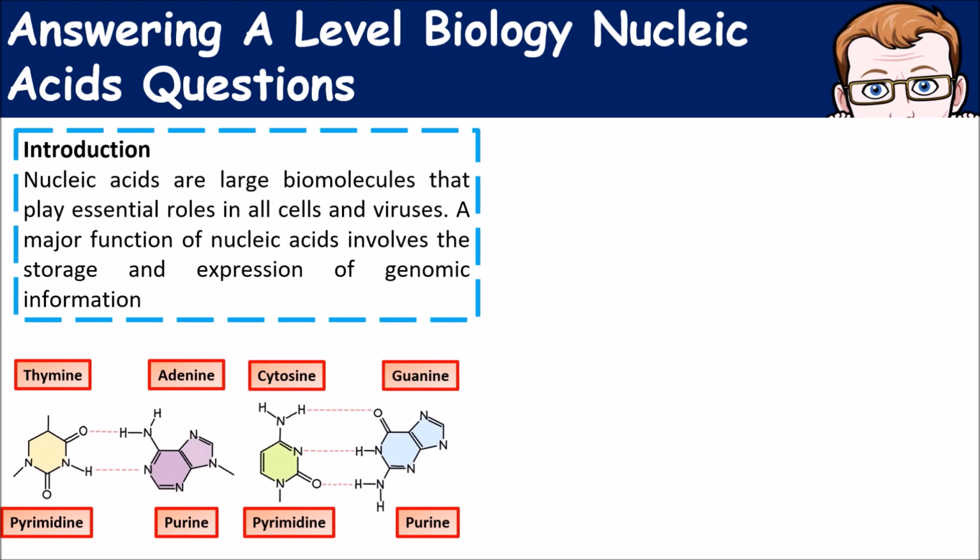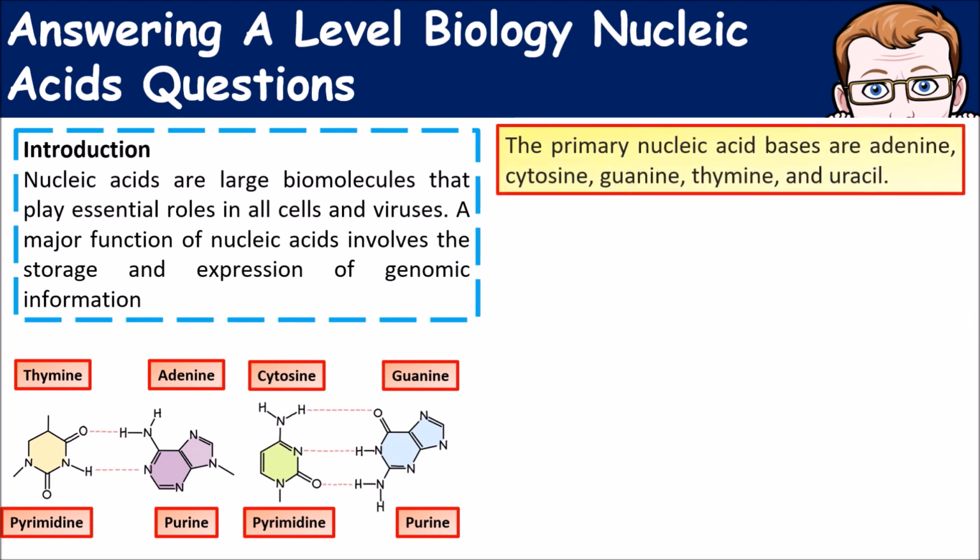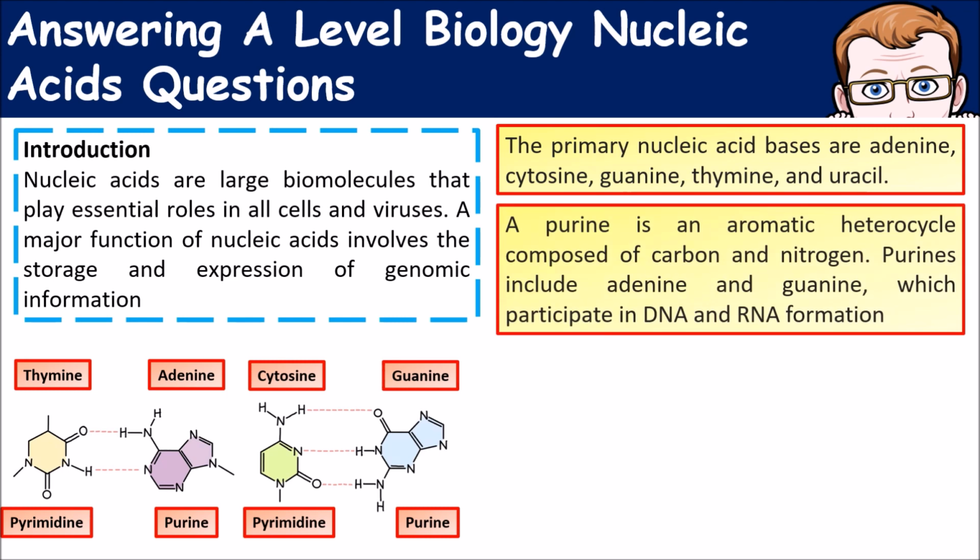If we look at the individual bases themselves that make nucleotides different from each other, the primary nucleic acid bases are adenine, cytosine, guanine, thymine, and uracil, like we've just said. These are split up into purines and pyrimidines. A purine is an aromatic heterocycle, because it's got a circular group composed of both carbon and nitrogen atoms. Purines include adenine and guanine.